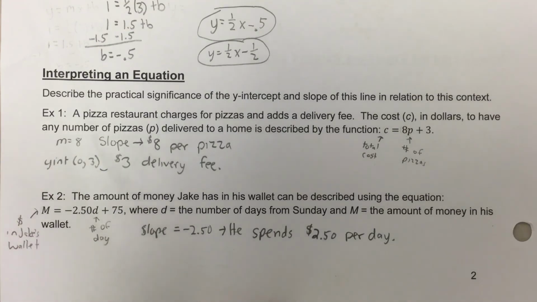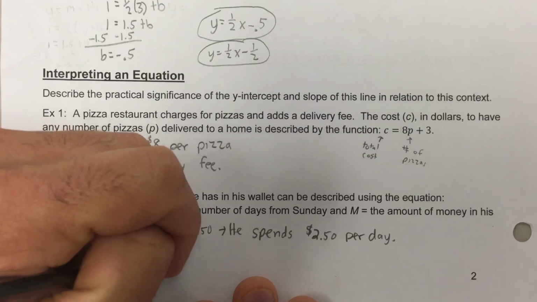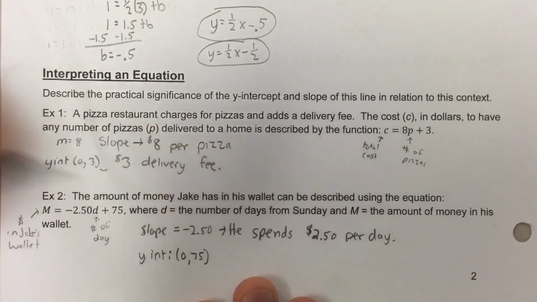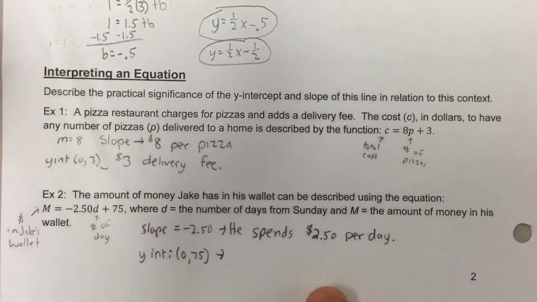And then our y-intercept is what we're starting out with, which would be 0, 75. And then we can just say he started the week with $75 in his wallet.